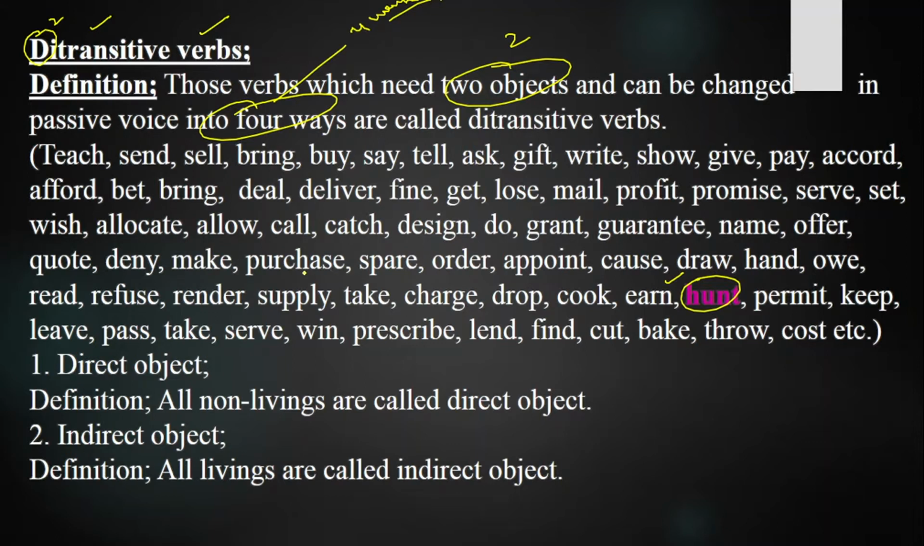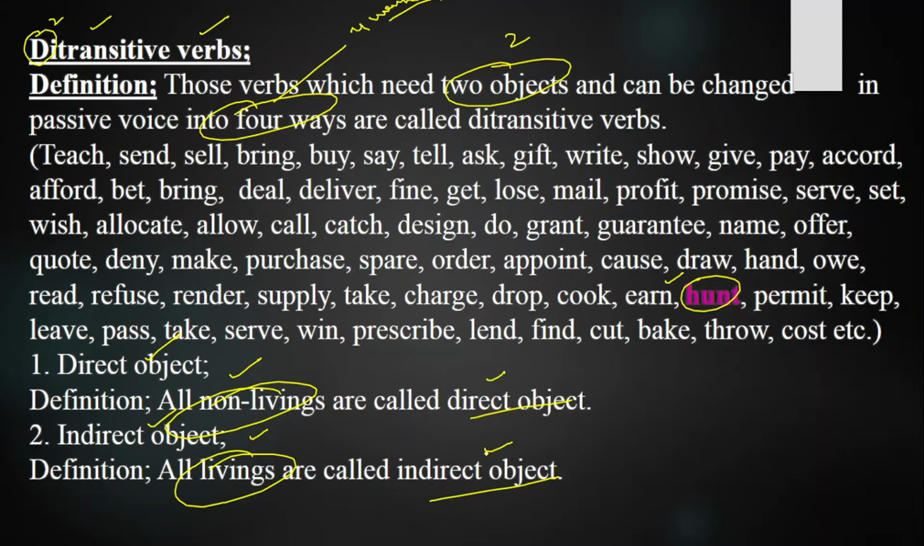Ditransitive verbs need one direct object and one indirect object. Direct object means all non-livings. Whatever non-livings we have are known as the direct object, and whatever livings we have are known as the indirect object.